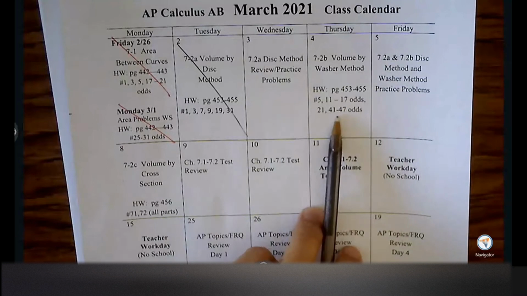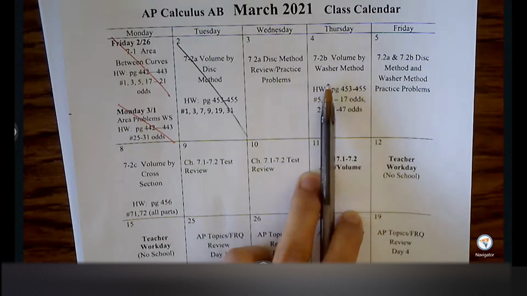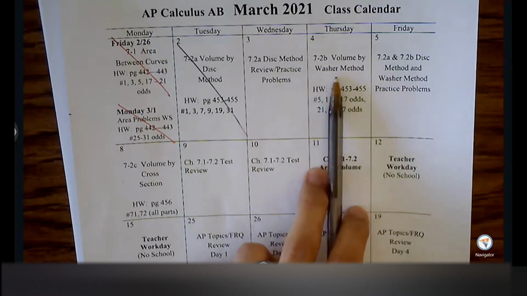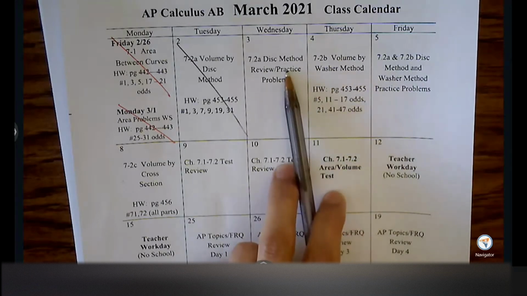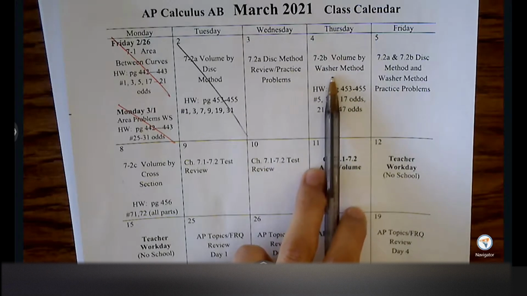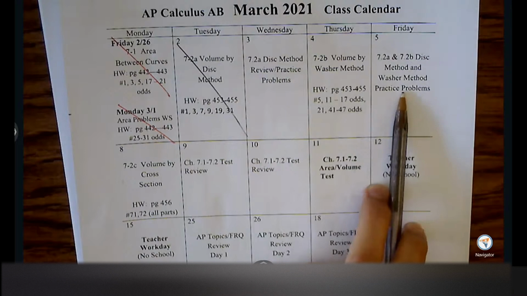Tomorrow we'll do washer method, which is basically where there's a gap between the shaded region and the axis, and because of that gap, we have to subtract out a hole so that we can find the true volume of the object. So we're basically just going to be extending this method for this scenario where there's a gap or a hole in our object. Okay, Friday we'll try to put things together.